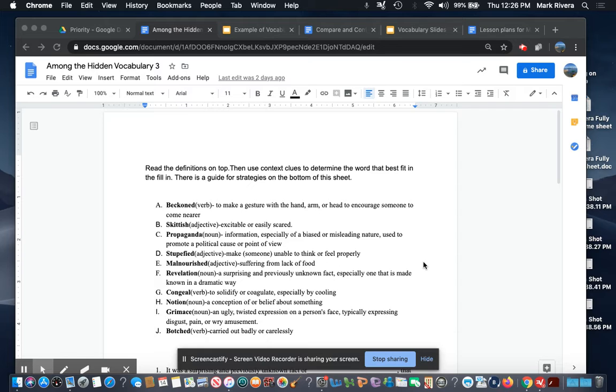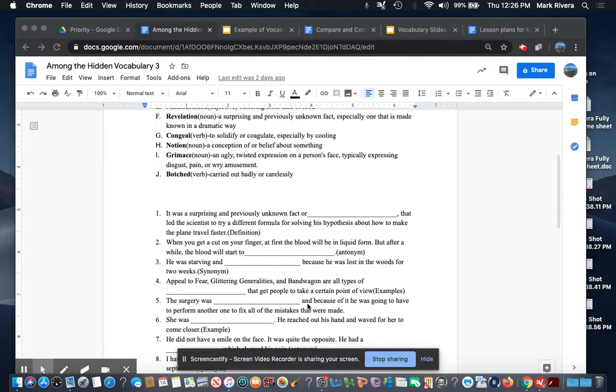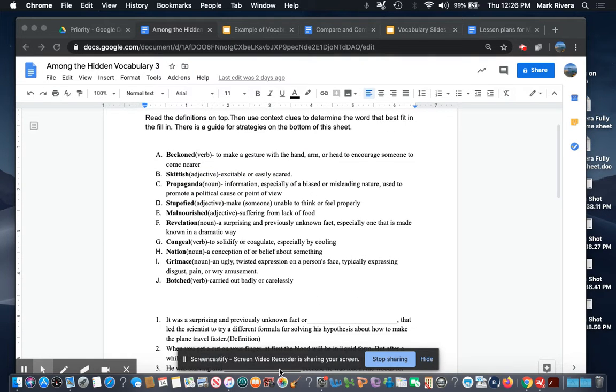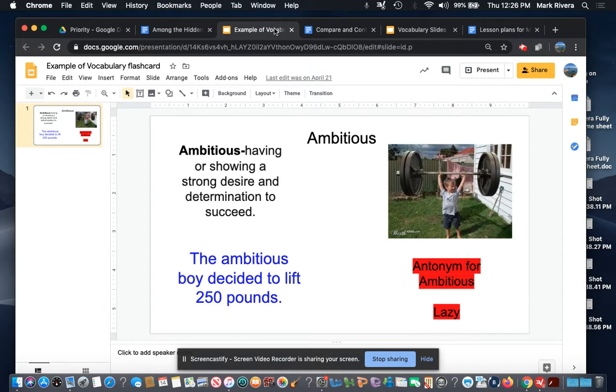Okay, so yesterday you should have completed this activity in which you basically filled in these blanks for these words. What you're going to do today is work on creating some more of a dictionary for yourself with the vocabulary slides. So just to show you an example again, they look just like this.